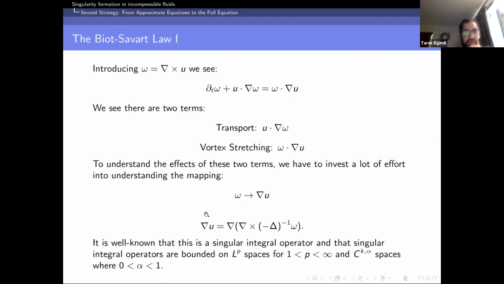Okay, so it's easy to see that you can recover u from omega in this way. So it's well known that this is a singular integral operator, and that this type of operator will be bounded on L^p space and on C^{k,alpha} spaces when alpha is strictly between 0 and 1.